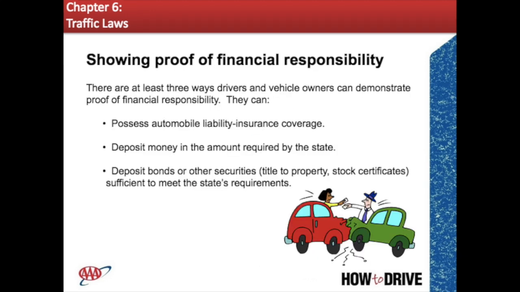So you might be asking yourself, how can I show proof of financial responsibility? There are at least 3 ways that drivers and vehicle owners can demonstrate proof of financial responsibility. Number 1, possess automobile liability insurance coverage. Number 2, deposit money in the amount required by the state. And number 3, deposit bonds or other securities like title to your property and stock certificates sufficient to meet the state's requirements.